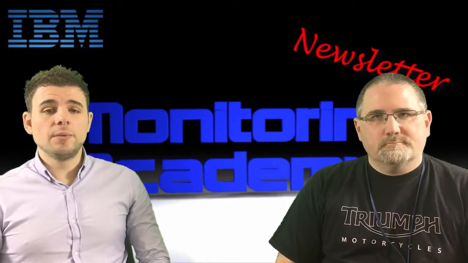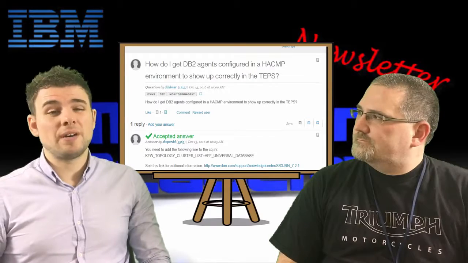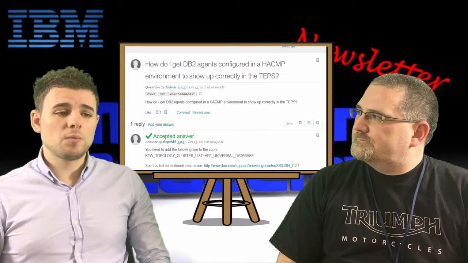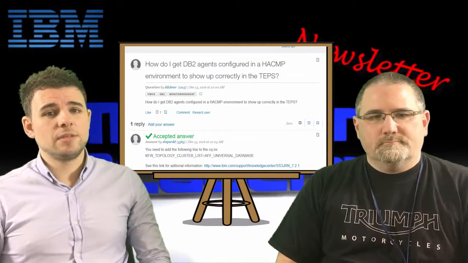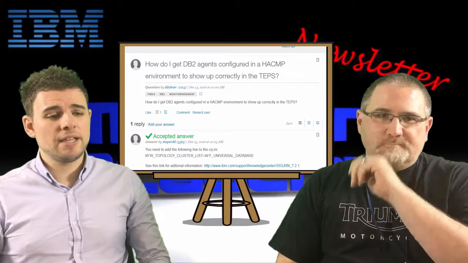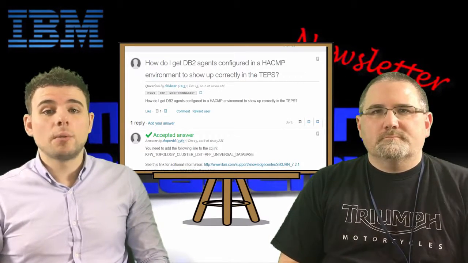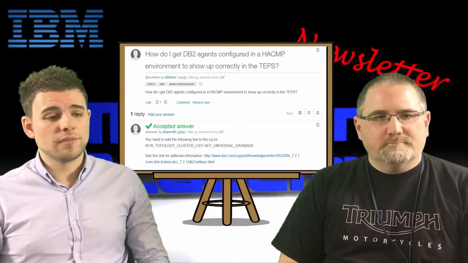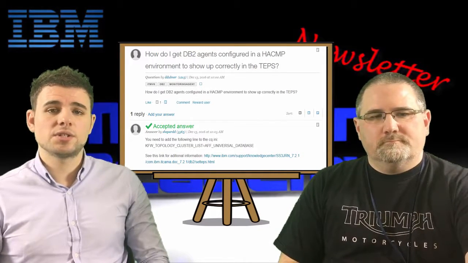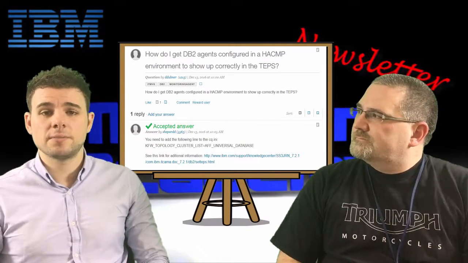So the first two we're going to look at, I'm going to lump into one because they're both about DB2. The first one was looking at how to configure a DB2 agent on HACMP. This is probably not the most common of questions, but if you are in the world of HACMP, it can be a little confusing. So it shows the parameter you need to use on both agents to make sure that it works.